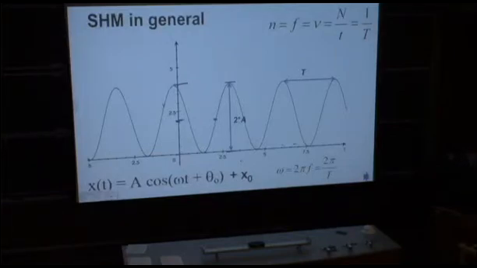We know that the equilibrium position is here, and the distance from equilibrium to the maximum displacement on either side should be equal to 1 amplitude. So here we have exactly 2 amplitudes. Okay?